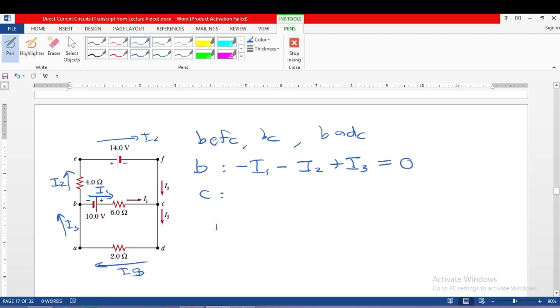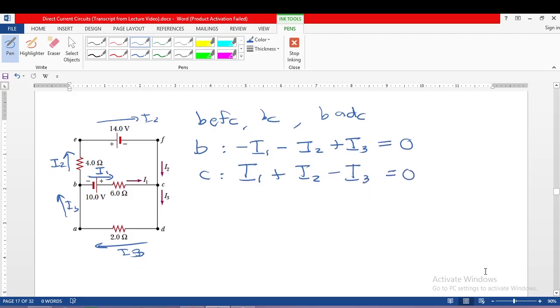Okay, but how about for junction C? The currents coming in are I1 and I2, so I1 and I2 are positive. And I3 is going out, so that is negative. That is equal to 0. Okay, so there is no loop at this junction. That's the only relationship.